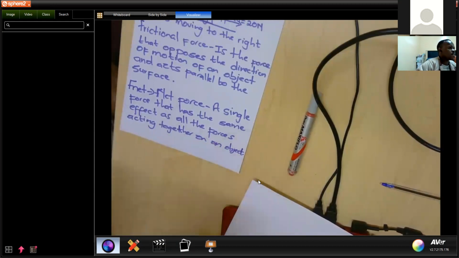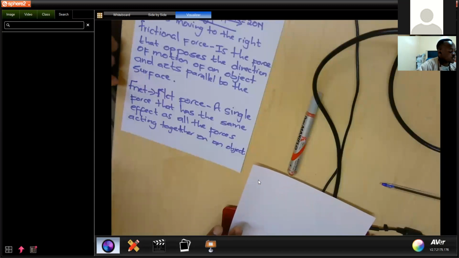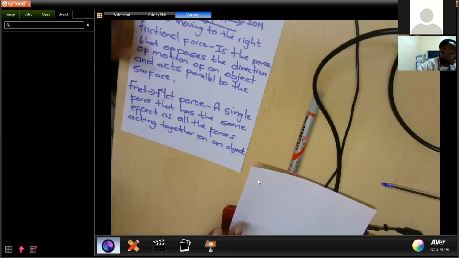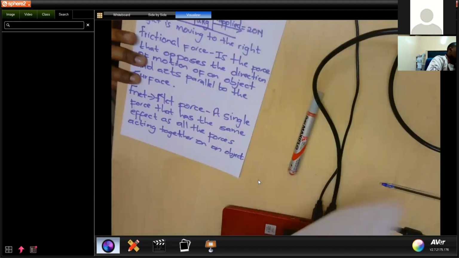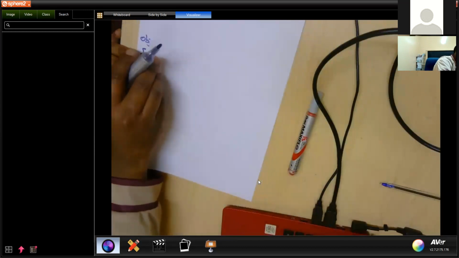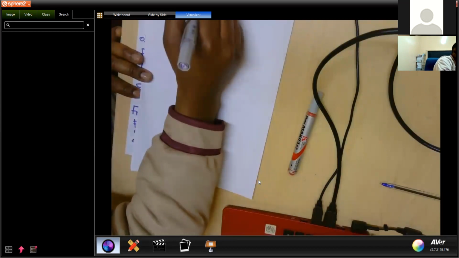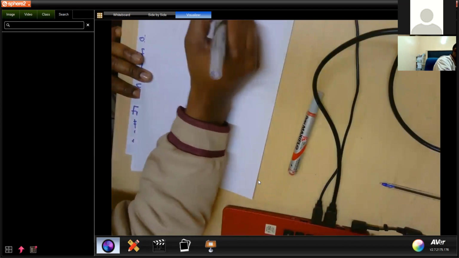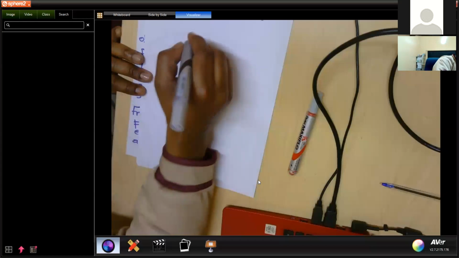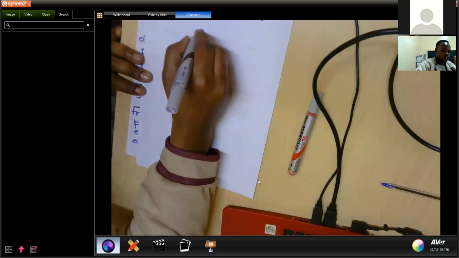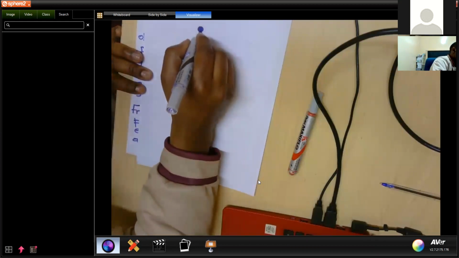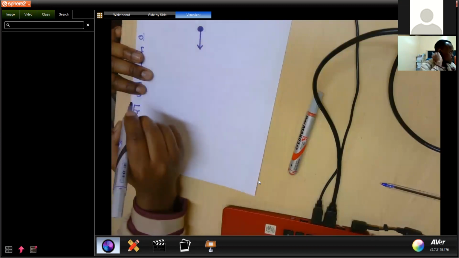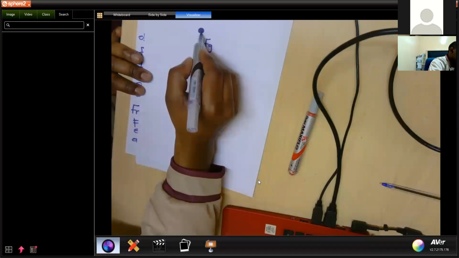Now, for you to determine the net force, the first thing that you must do is you must draw a free body diagram. A free body diagram is a diagram that shows us all the forces that are acting on an object at a particular time. Now, when we draw our free body diagram, this is what we will do. Firstly, we will represent our object using a dot. Then, we know all objects, my dear learners, are being acted upon by the force of gravity, and that force acts downwards.